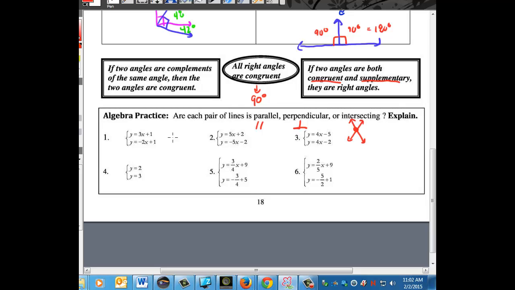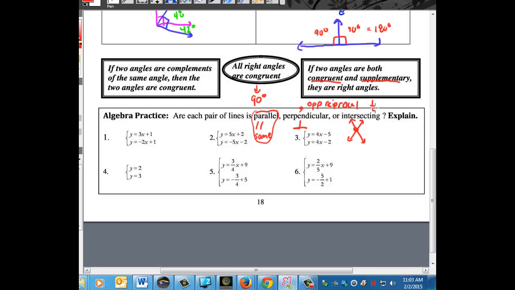Now, we should solve all these without graphing. You can graph if you want, but really, we need to just look at our slopes. If our slopes are the same, that means the lines will always be parallel. So same slope means that the lines are parallel. If the slopes are opposite reciprocals, then the lines will be perpendicular.